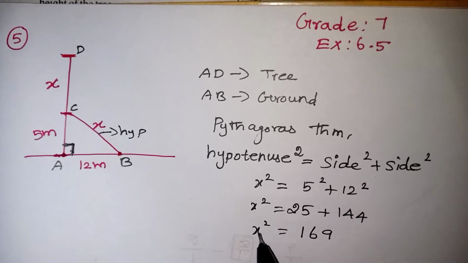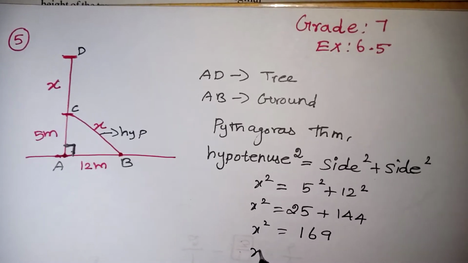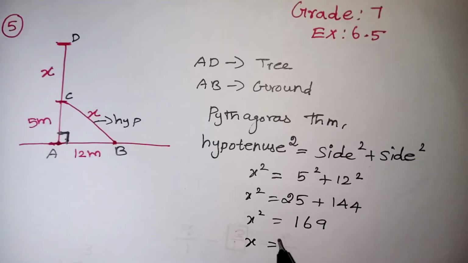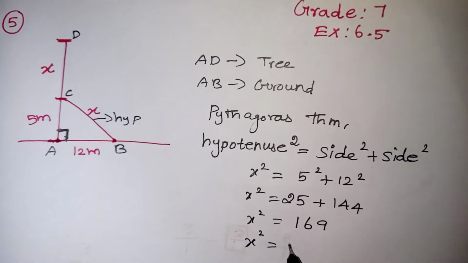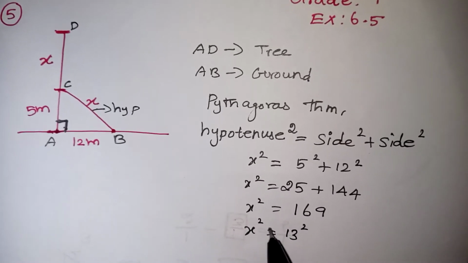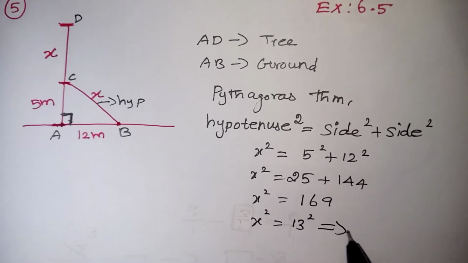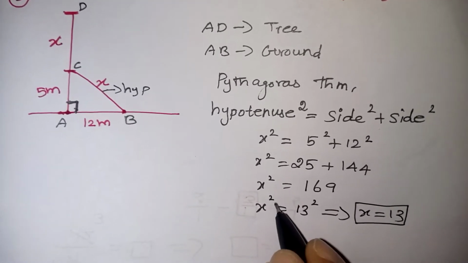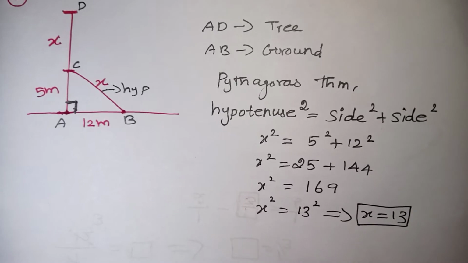We need only the x, we don't want x squared here. So x is equal to the square root, if you bring the square to the other side it will become a square root, or else we can say that 169 is nothing but 13 squared. 13 thirteens are 169. So both are square terms, so x is equal to 13. Since the powers are equal, the bases are also equal.